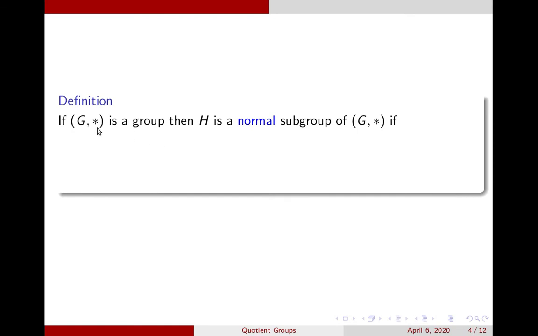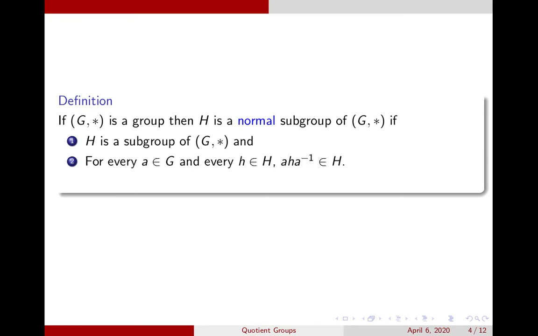So we have a group G star. Then H is a normal subgroup of G star if, well, H has to be a subgroup. First, a sort of obvious requirement. Secondly, for every element A of the big group G, and every element little h of the subgroup capital H, multiplying A times h times A inverse has to give you an element that's back in capital H.